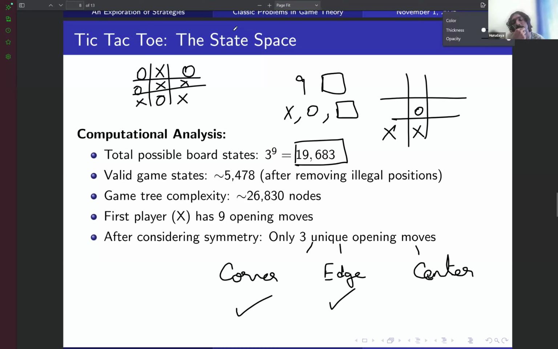Oh wait, no. I think there's a mistake. Yes, sir. It always ends in a draw. It does, right? Yes, sir. Is everyone convinced about this? Yes, sir. Yes, sir.